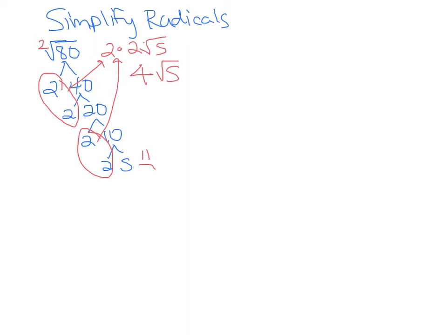If you were going to take the square root of 80, you'll get a decimal, and that will be exactly the same decimal as 4 times the square root of 5. So that's one way to check your work. All right, let's look at another one.